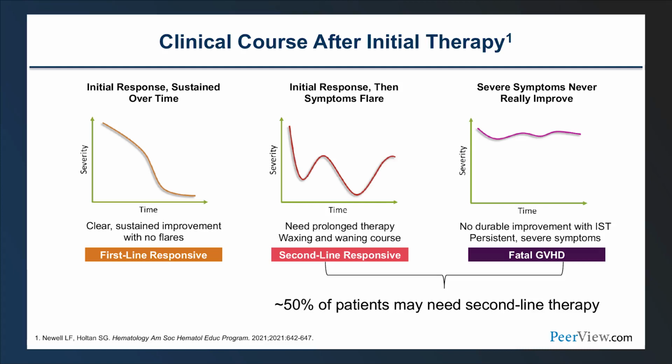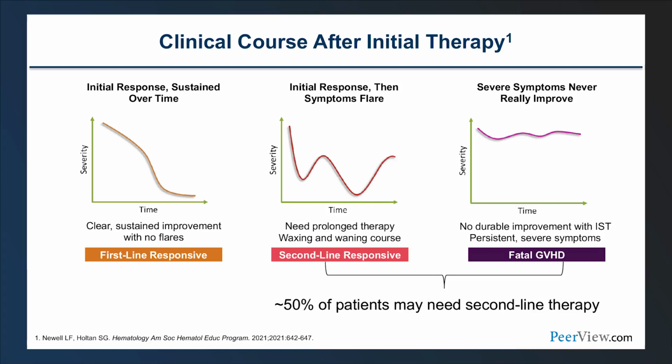And then on the right, we have what we always dread, the patient symptoms that are severe and never really improve despite what we do, intensive immunosuppression and supportive care. These patients do not improve. They have persistent severe symptoms and clearly have experienced non-relapse mortality related to graft versus host disease. This is a situation that we're working very hard to avoid in the future.